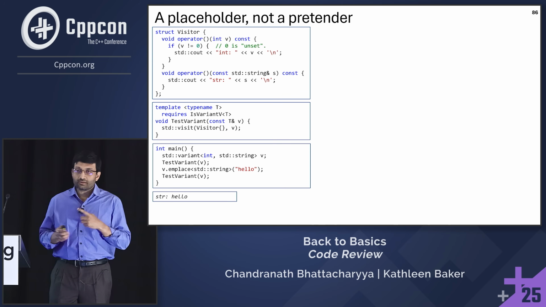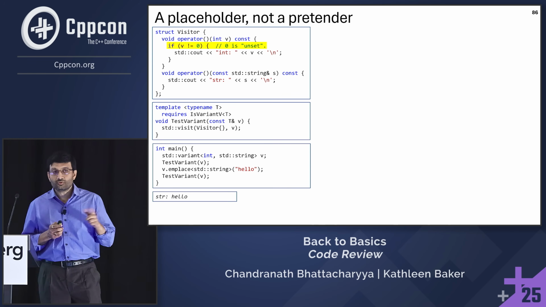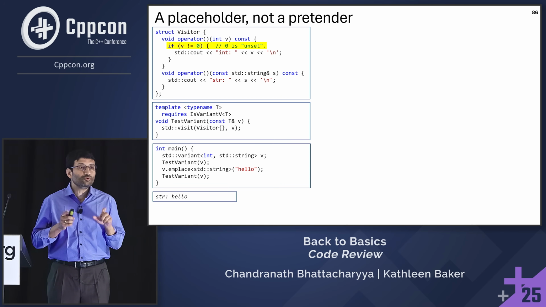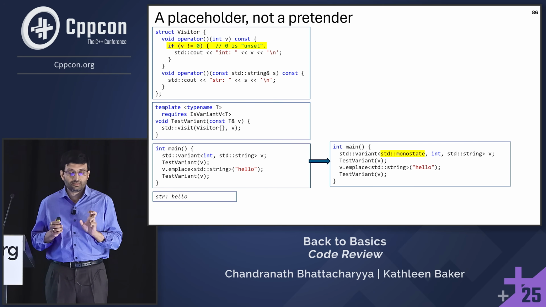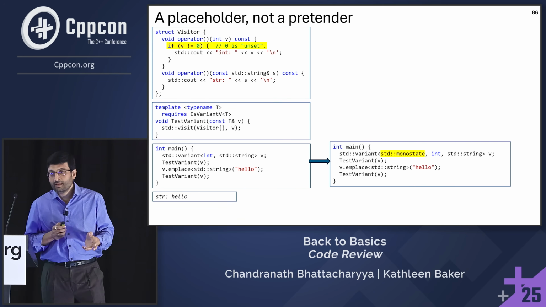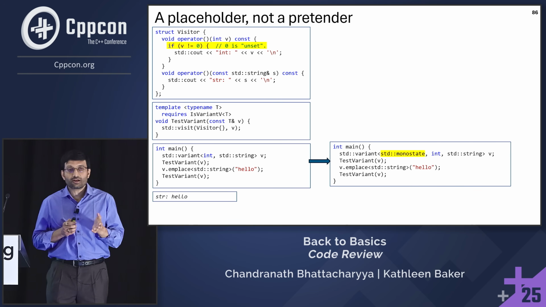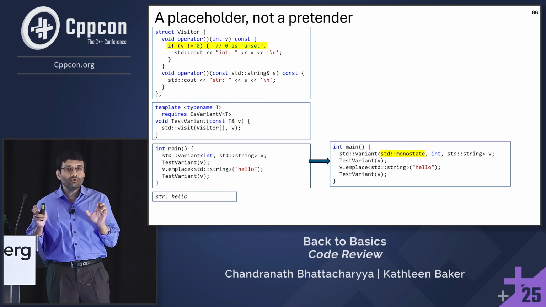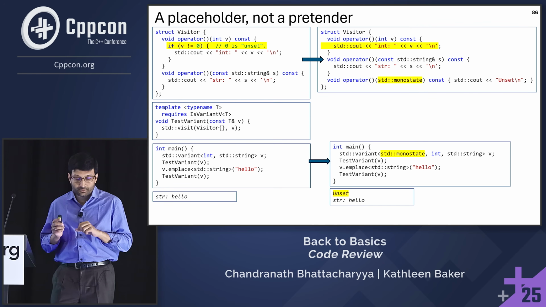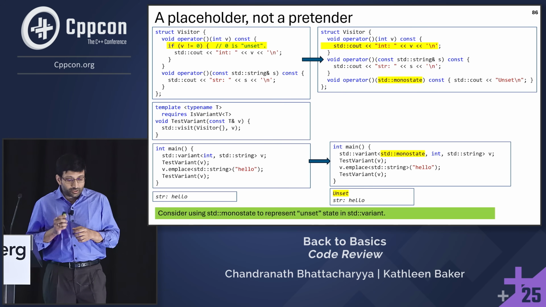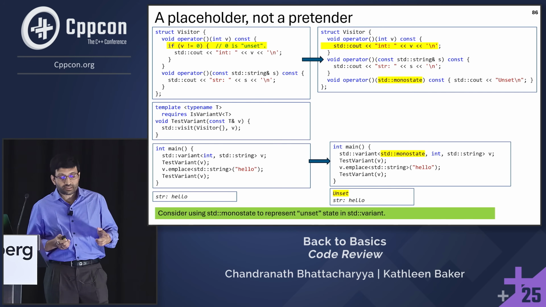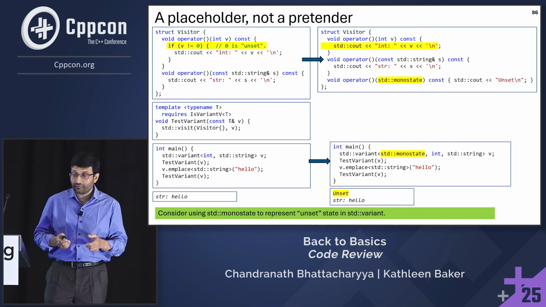So what is wrong over here? If you look at this code, it's using 0 to detect unset state, which is not correct. So what can we do better? We can totally use monostate. Monostate can be the first argument type to denote unset state, and the code also becomes simpler. As you can see, we can detect unset state and it prints correctly, which becomes the guideline: consider using monostate to represent unset state in a std variant.